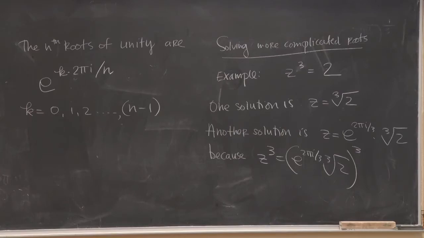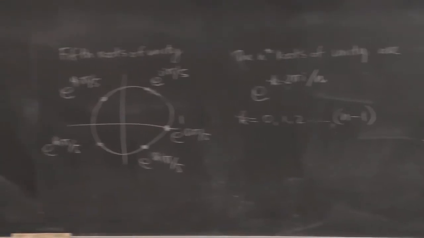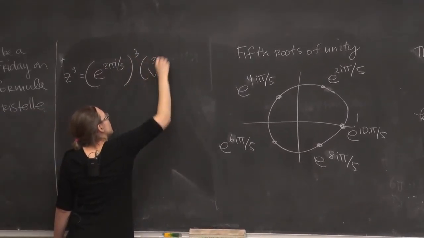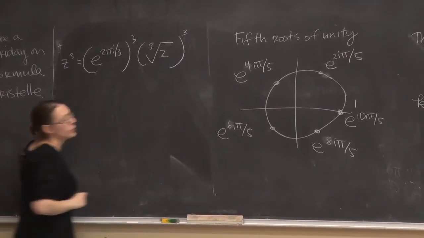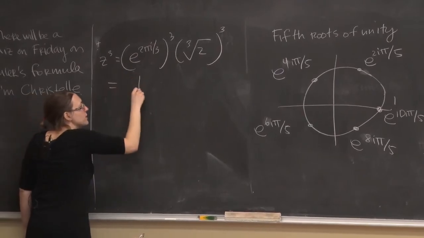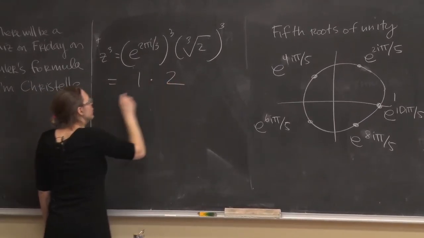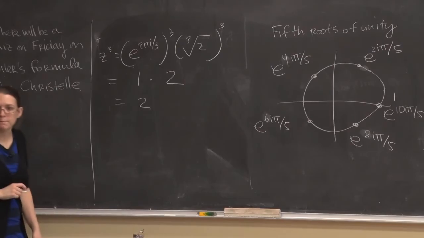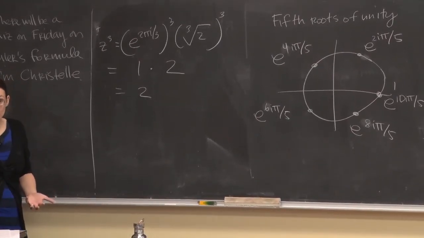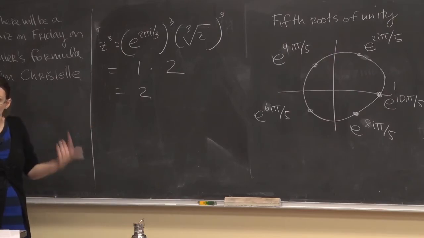And then z cubed is e to the 2 pi i over 3 cubed times the cube root of 2 cubed, right? When I cube a product, I can cube each term separately. And this one is 1, and that one is 2, so I get 2. Okay? So now maybe you know how to find a third solution, which is by using my other third root of unity.